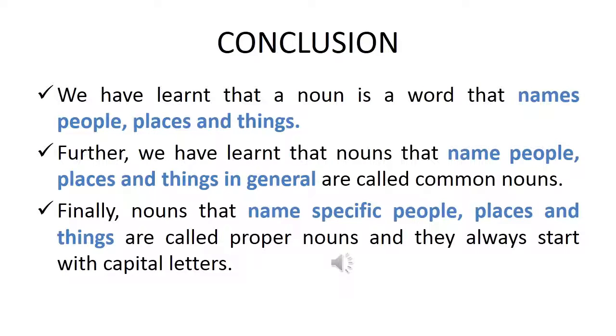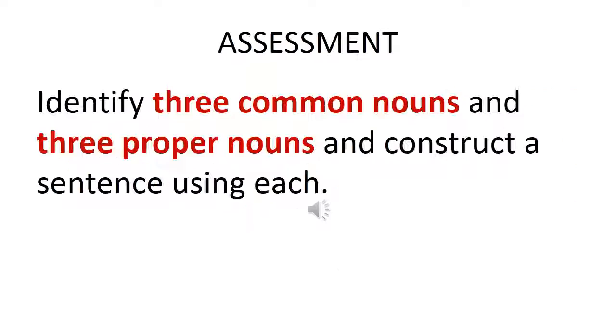Now let us look at what we have learnt. First, we have learnt that a noun is a word that names people, places, and things. Further, we have learnt that nouns that name people, places, and things in general are called common nouns. And finally, nouns that name specific people, places, and things are called proper nouns, and they always start with capital letters.